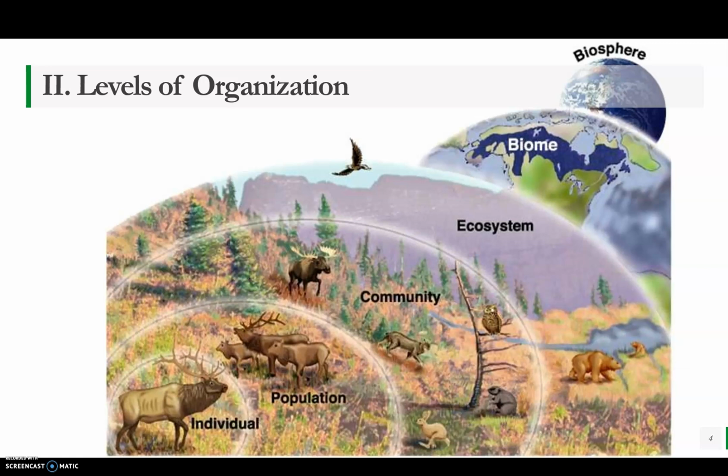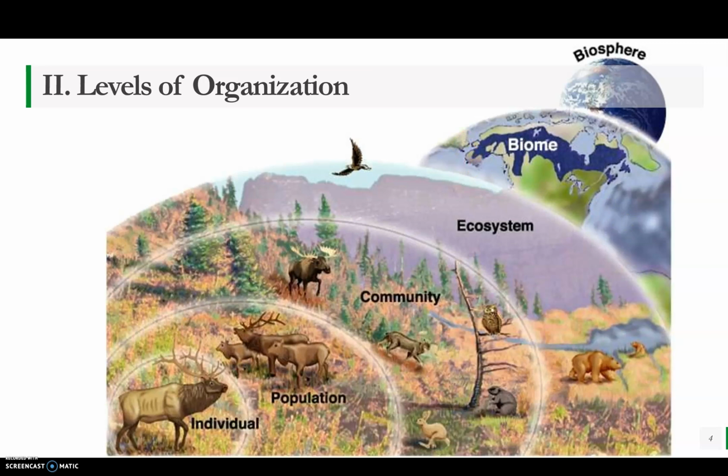But levels of organization, if we start at the very top here with the biosphere, remember that the biosphere is going to be the Earth. It's the Earth and all of the living and non-living things included. So it's really just everything. It's a closed system as far as ecology is concerned, meaning that we actually don't have much coming in and we don't have much going out. It's all very controlled.